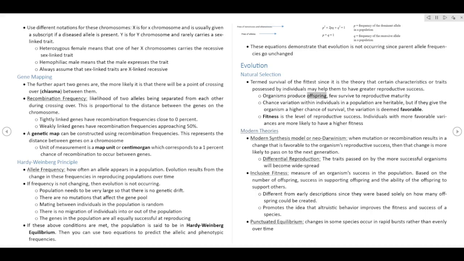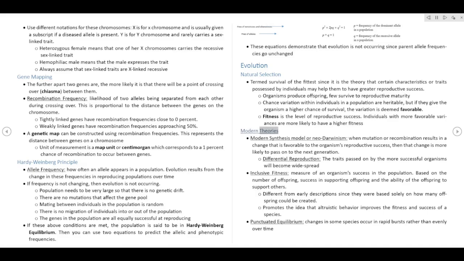Organisms produce offspring, but few survive to reproductive maturity. Chance variations between individuals in a population are heritable, and if they give the organism a higher chance of survival, the variation is deemed favorable. Fitness is the level of reproductive success. Individuals with more favorable variations are more likely to have a higher fitness.